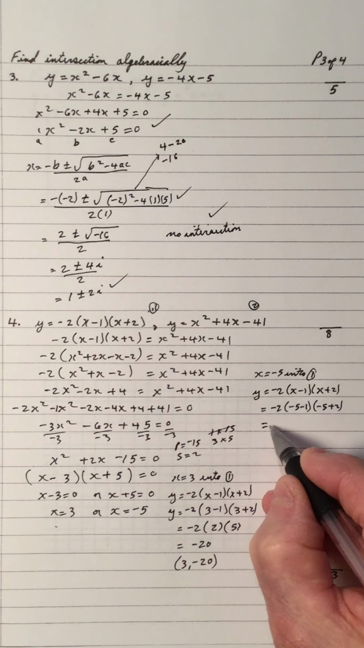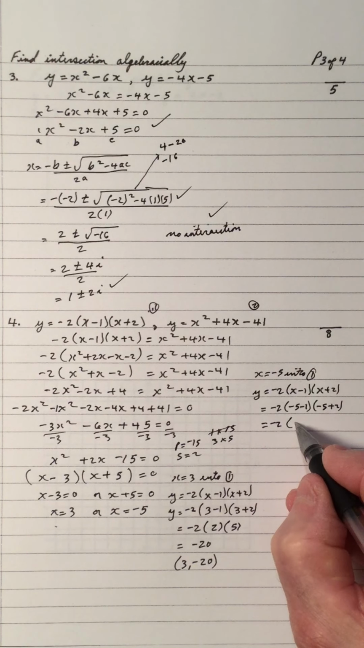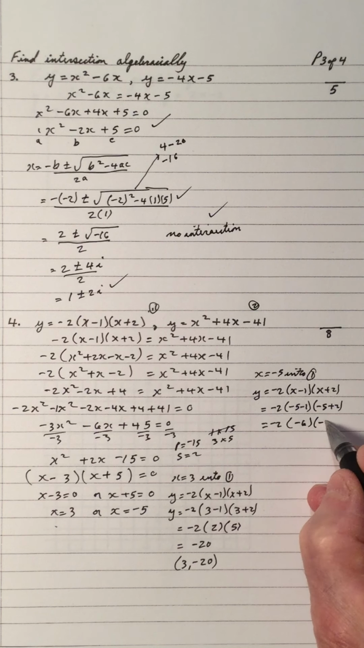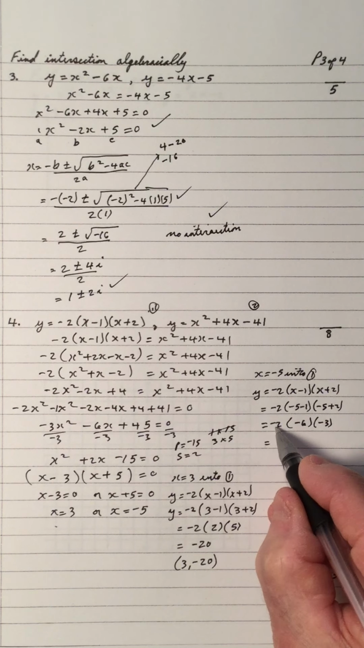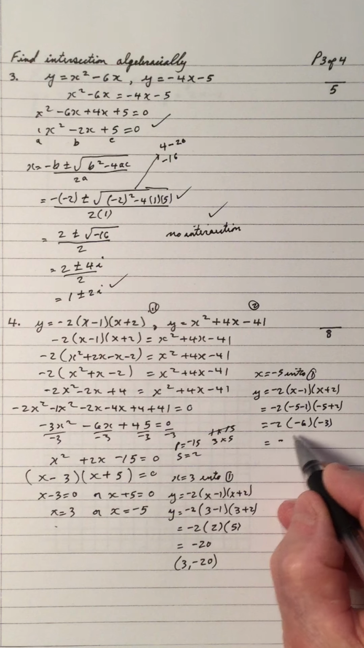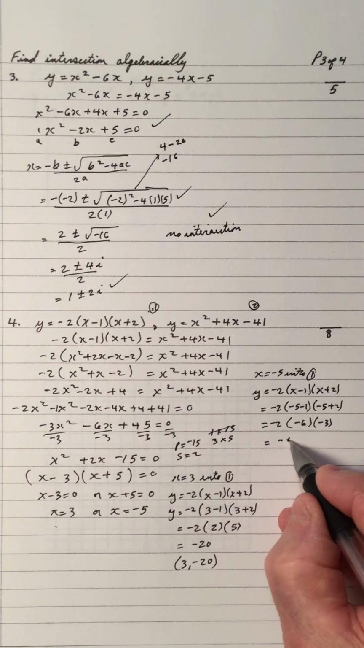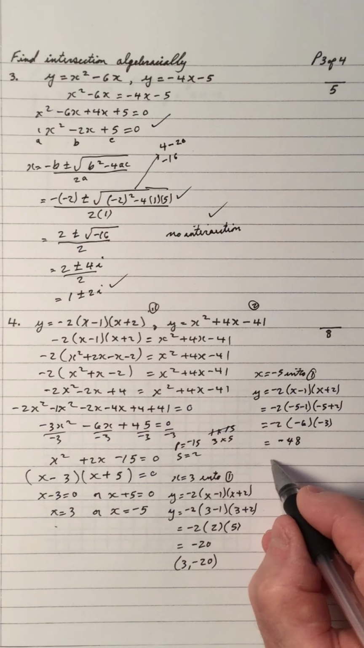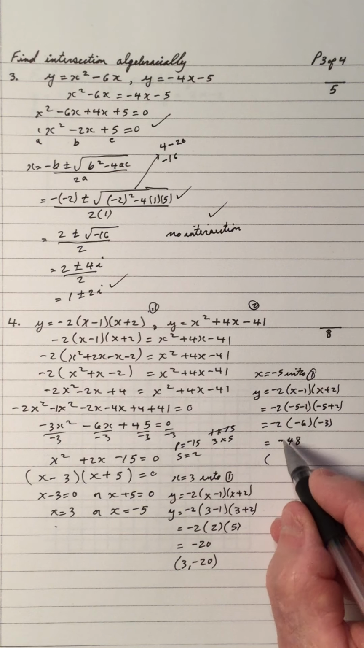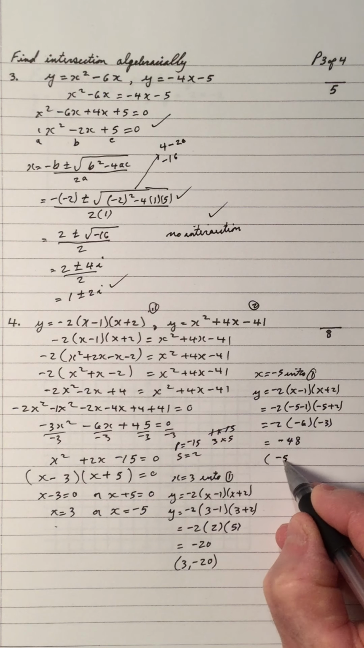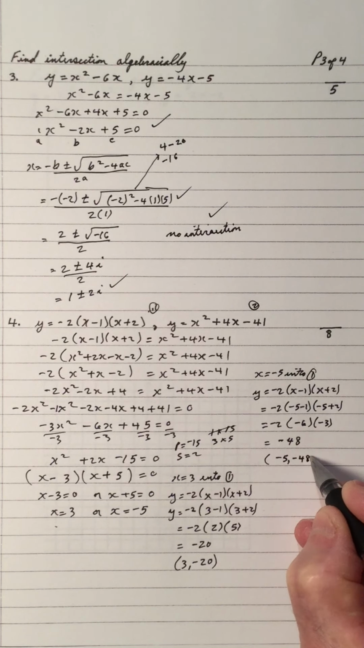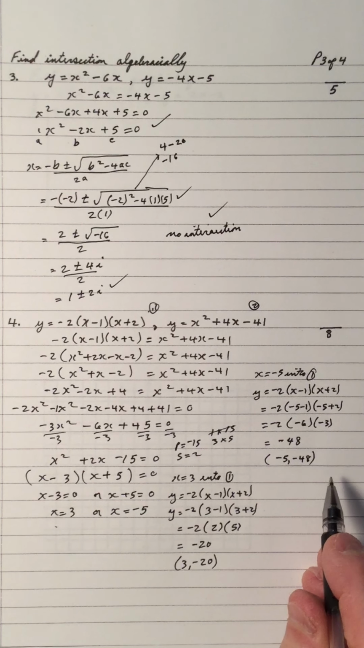Done. And I simplify the brackets by PEMDAS. Negative 6, negative 3. And a negative times a negative times a negative is a negative. And 18 times 3 is 54, so it's a negative 54. So the intersection x is negative 5, y is negative 48. So there's 2 points of intersection.